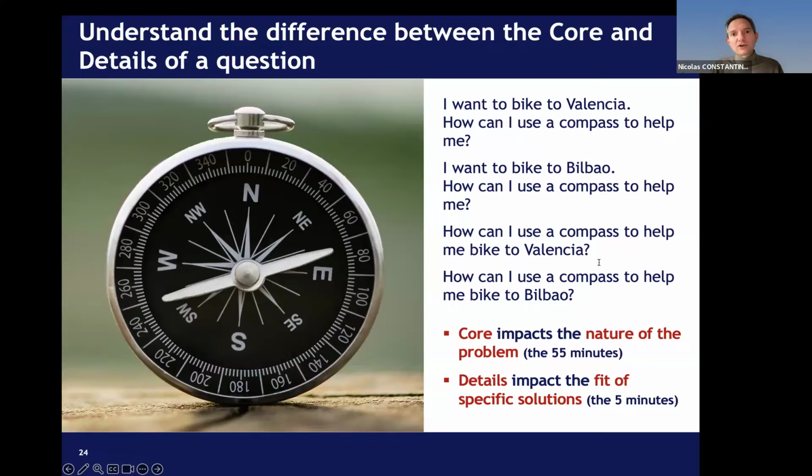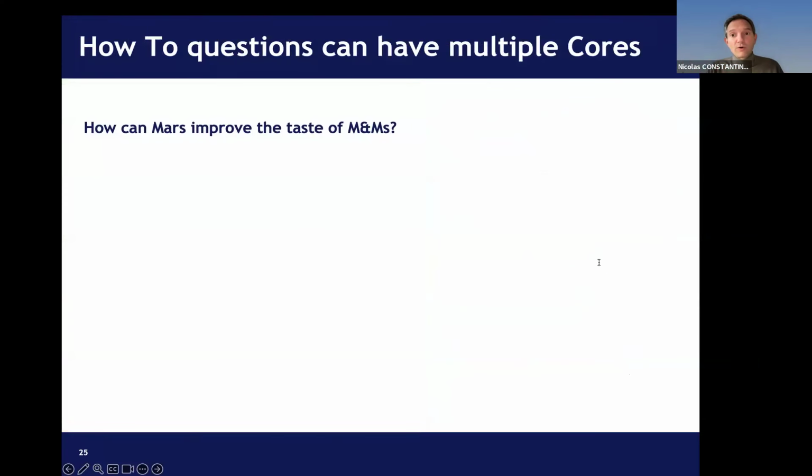Okay, so I'm going to show you a bunch of questions, and I want you to tell me what the cores in those questions are. So this question has 2 cores. Okay, and I'll give you a hint. Mars is not one of them. So what might be the 2 potential focuses, foci, if I'm going to be linguistically correct, in this question? What do you think they could be?